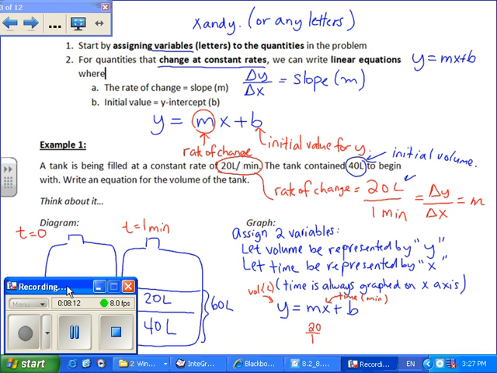And my b value is my initial value. So the initial value that I'm given is going to be when x equals 0, when time equals 0, which is 40 liters. So there's my initial volume up top, 40. So I can write this 40 for b. So what I have is y, which is volume, equals 20 over 1, there's my slope, times x, however many minutes, plus 40. So now I could graph that. I could also plug in any value for time for x, and I would get a value for my volume in liters.